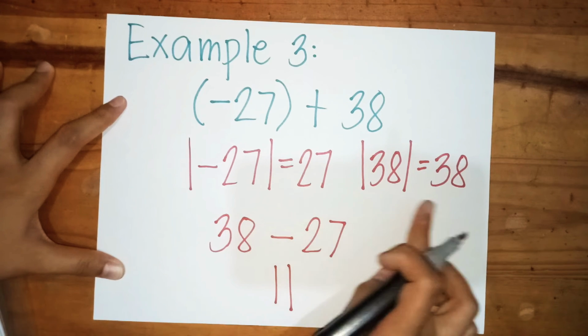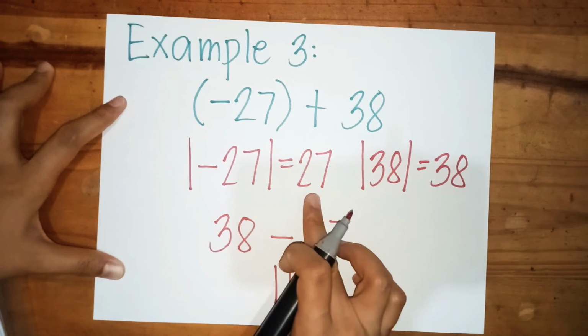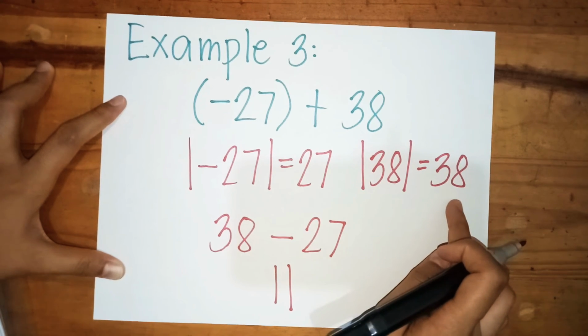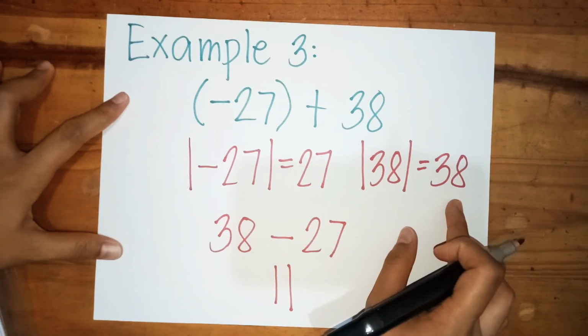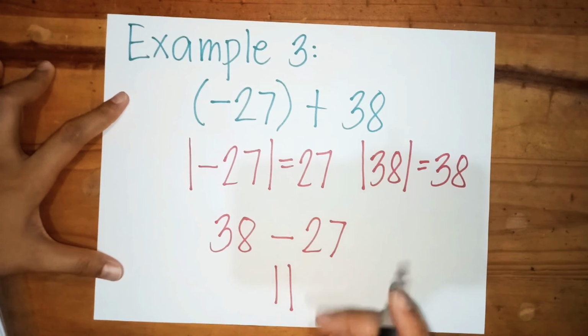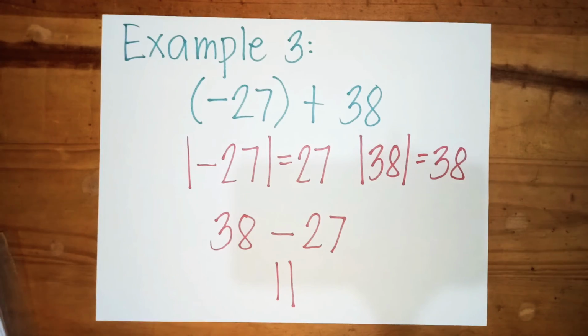Go back to the absolute values. Which is bigger, 27 or 38? That's correct. 38 is bigger. Therefore, what's the sign of 38? That is positive. Our final answer is positive 11.